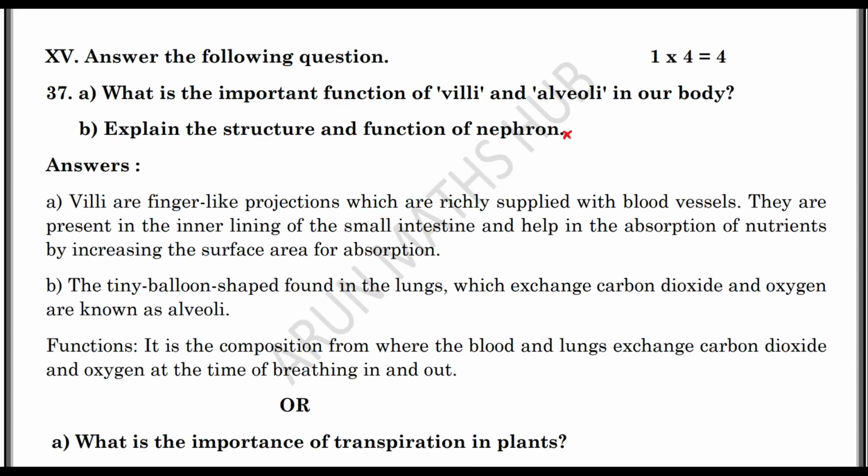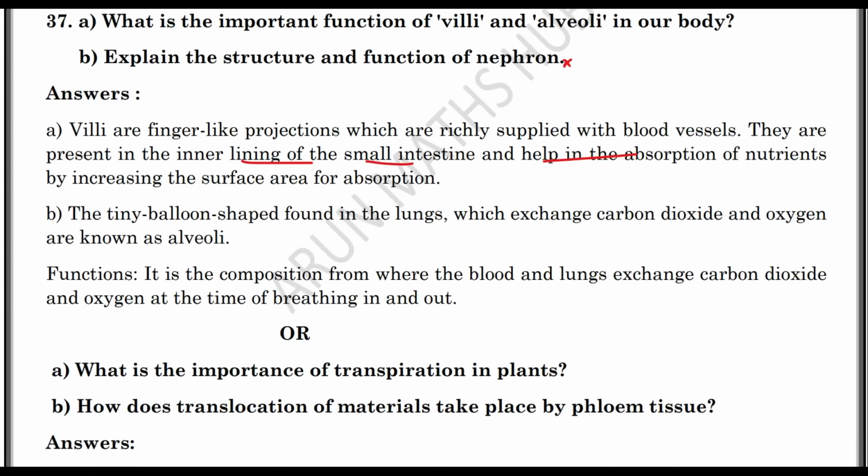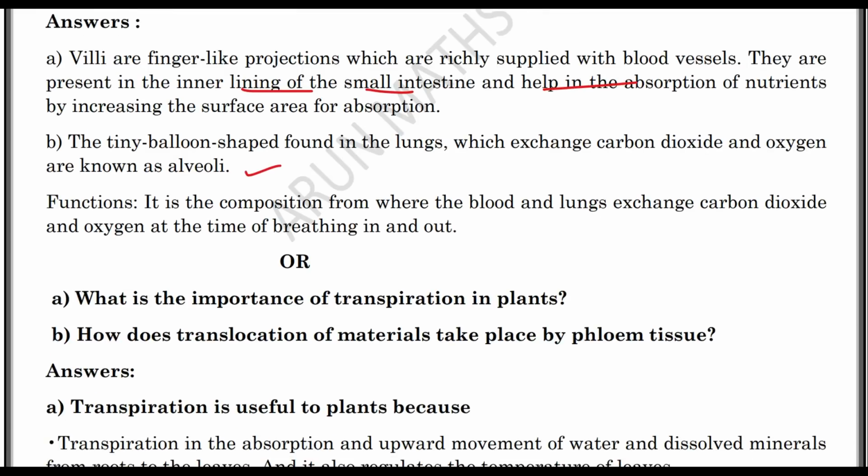What is the important function of villi and alveoli in our body? Villi are the finger-like projections which are richly supplied with blood vessels. They are present in the inner lining of the small intestine and help in the absorption of nutrients by increasing the surface area of absorption. What are alveoli? The tiny balloon-like sacs in the lungs which exchange carbon dioxide and oxygen are known as alveoli. They help in the exchange of carbon dioxide and oxygen during breathing in and breathing out.